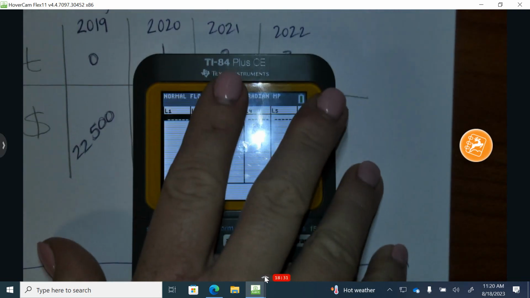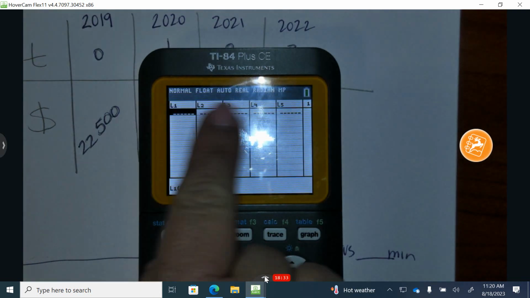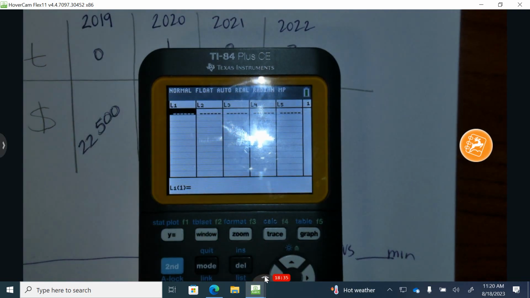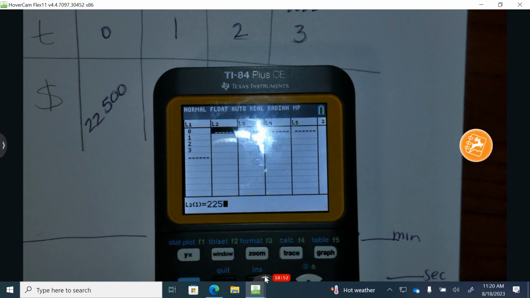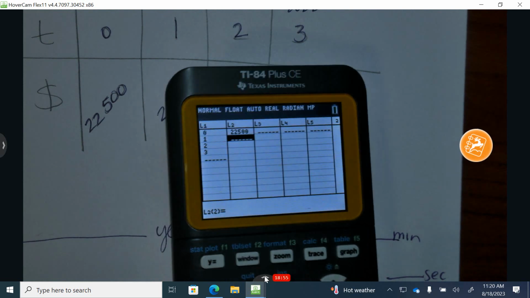Time, in this case it's years, will always go in L1. You can't flip them around. Time is always going to be in L1. Time is our independent, so 0, 1, 2, and 3. The value of the car depends on the year of the car, how old it is. Now let's go and put in the value of the car for each particular year since you've owned it.